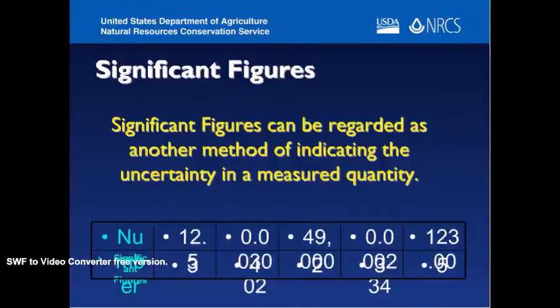So now, as we've already stated, there's a degree of uncertainty in all of our data. And that's the thing that we have to consider. One of the ways that we identify that degree of uncertainty is through significant figures. What we're going to do is look at how significant figures are used in our data as an indicator of the uncertainty of a measured quantity.